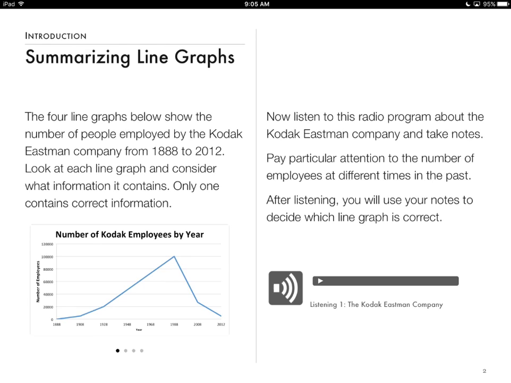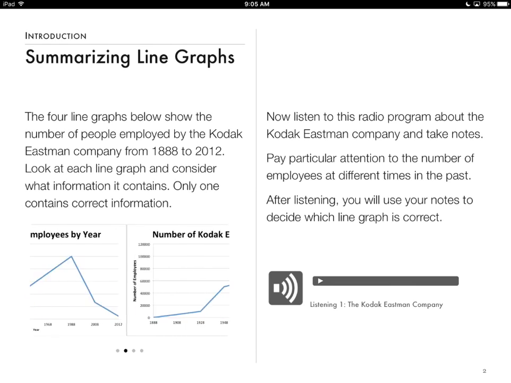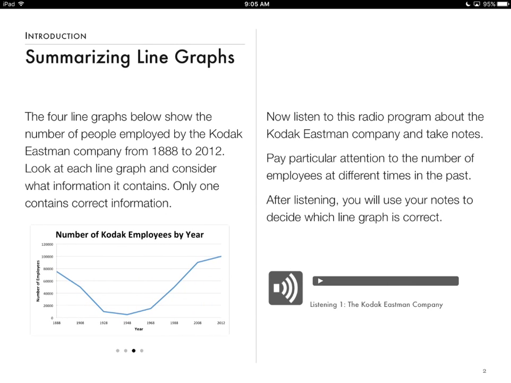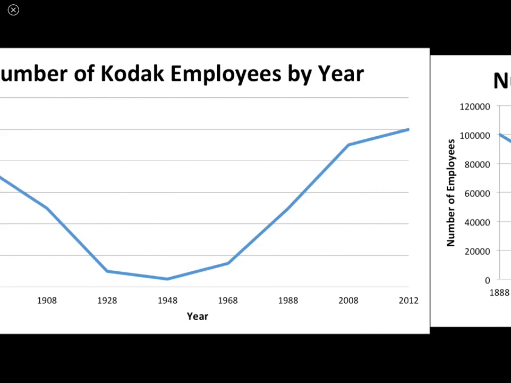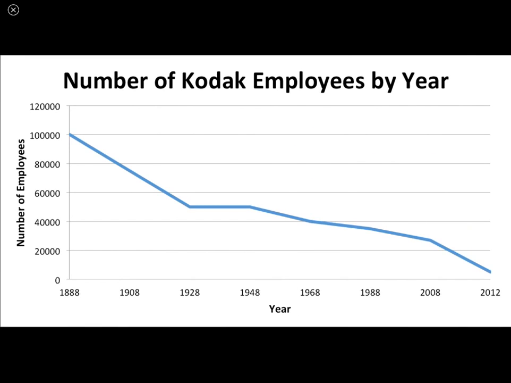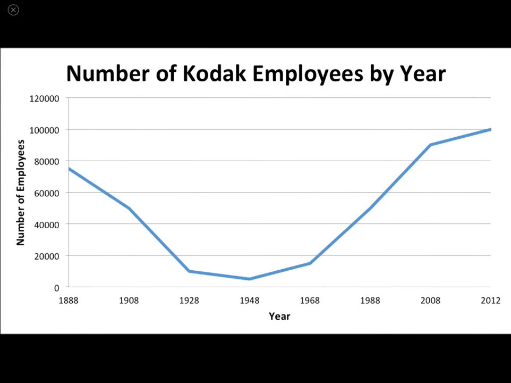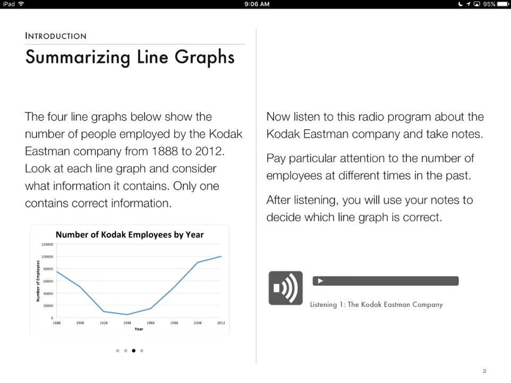So, on each page I've included the instructions for the students in text form. In this case, the students are to look at the line graphs in this gallery widget, then listen to the radio program, take notes, and on the next page decide which line graph is correct. So students can swipe through the images here. If they pinch, they can actually open them up to full screen, which allows them to look at it more closely. Then they press the play button on the listening one to hear the audio.